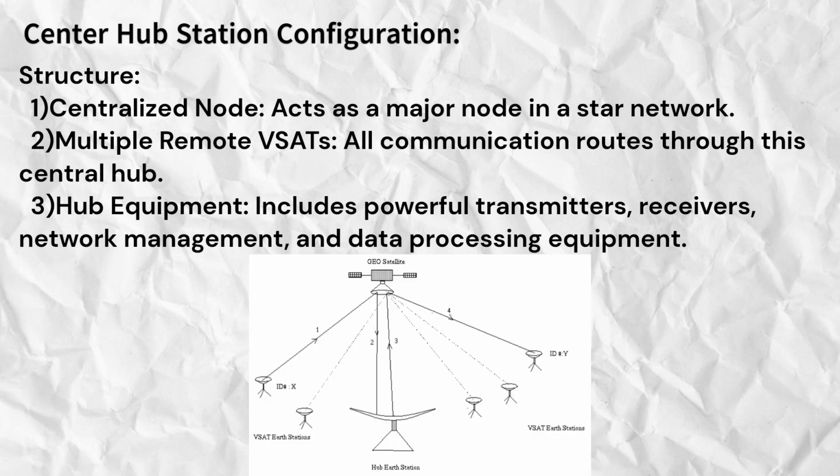Centralized node. Acts as a major node in a star network. Multiple remote VSATs. All communication routes through this central hub. Hub equipment includes powerful transmitters, receivers, network management, and data processing equipment.